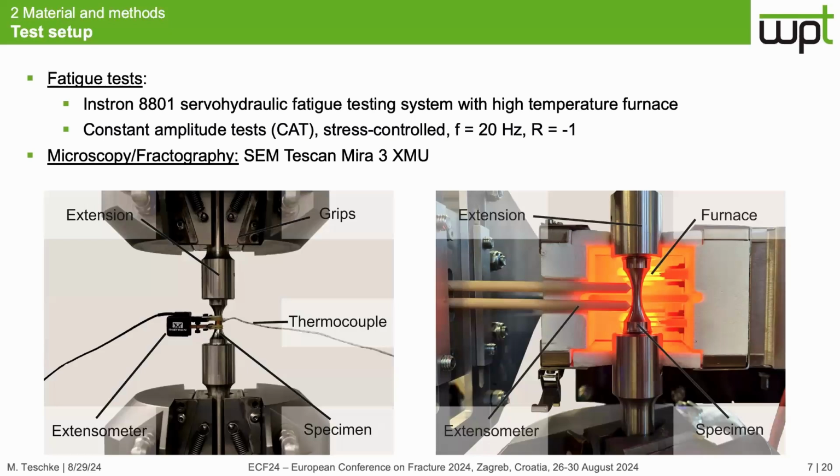We performed constant amplitude fatigue tests, which were stress controlled with 20 Hz frequency and a stress ratio of -1. The tests were performed at room temperature and at the application temperature of 800 degrees Celsius using a high temperature furnace. After every test, we observed the fracture surface with an SEM to find the location and the size of every fracture-inducing defect, also called the killer defect. And this was possible for every specimen that we tested.